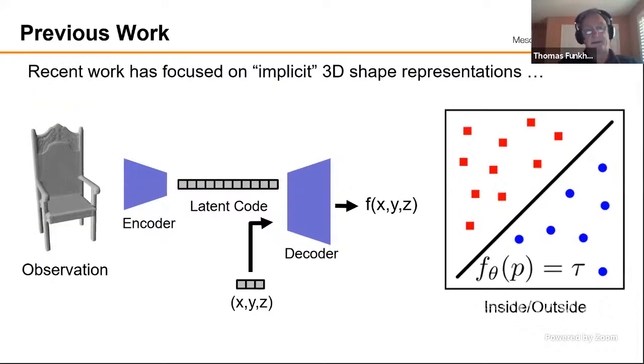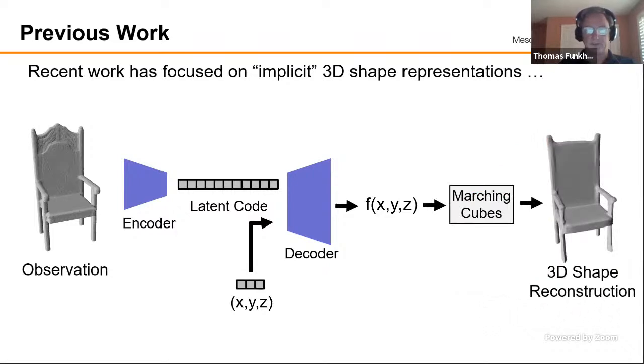So more recently, as you all know, people have started to focus on implicit 3D shape representations, where the encoder produces a latent code and the decoder takes in a position, x, y, z, and a latent code, and then outputs the value of a function, where the function might be whether you're inside or outside the shape, or it might be a distance to the closest point on the surface, or a signed distance to the closest point on the surface, or something like that. And so you're basically learning a latent code and a function that the decoder computes that can be used to evaluate queries on the shape. Great.